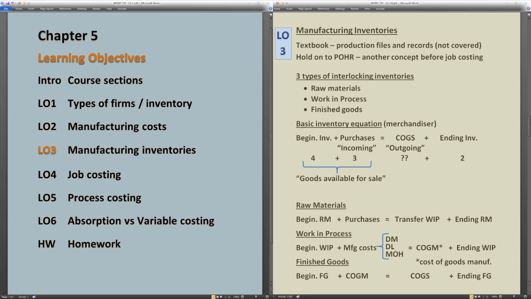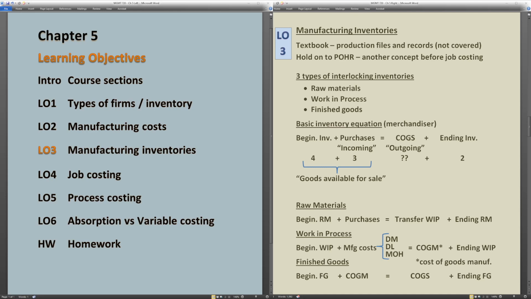We just have a couple of extra transfer steps in between. We transfer materials into work in process, and we transfer finished manufactured goods into finished goods as a thing called cost of goods manufactured. Those are the things that we need to know, and you hopefully will be able to keep track of these, because some of the homework questions and some of the quiz and exam questions are going to be focused on this.